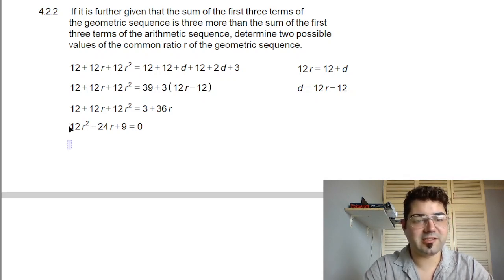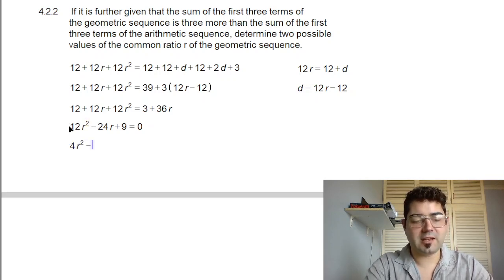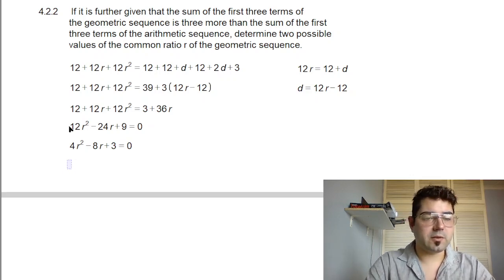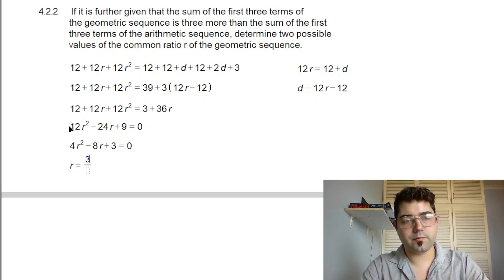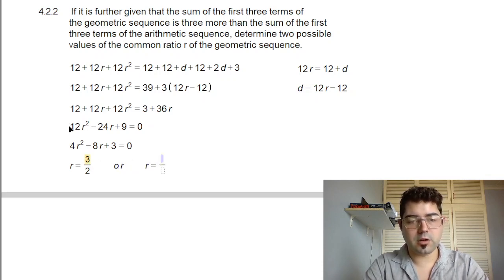And from here, we can simplify. Always good to put it in standard form. We can divide throughout by 3. We get 4r squared minus 8r plus 3 equals 0. And then we use the quadratic formula there, and we get two values. r is equal to 3 over 2, or r is equal to a half.